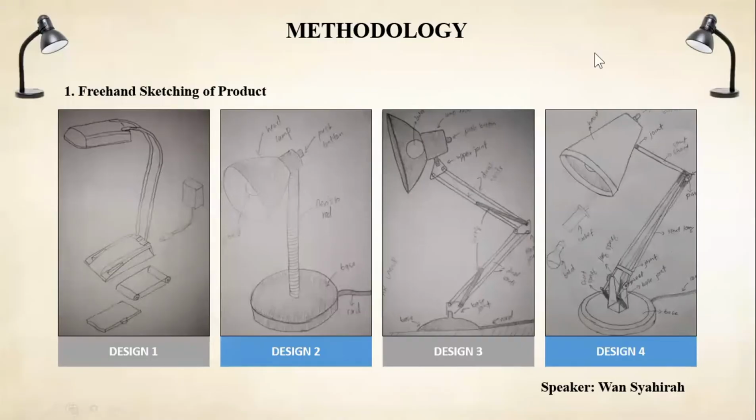Okay, we move to the methodology of this project, which is freehand sketching of the product. There are four designs that have been sketched by our designer, and we need to choose the best among these four designs. We select the best design, which is design 4, because it has a flexible rod, a larger base area, and a head of the lamp that fulfills the market need. The switch can be adjusted according to the user's perspective. The other designs we cannot select because they are lacking in some areas.